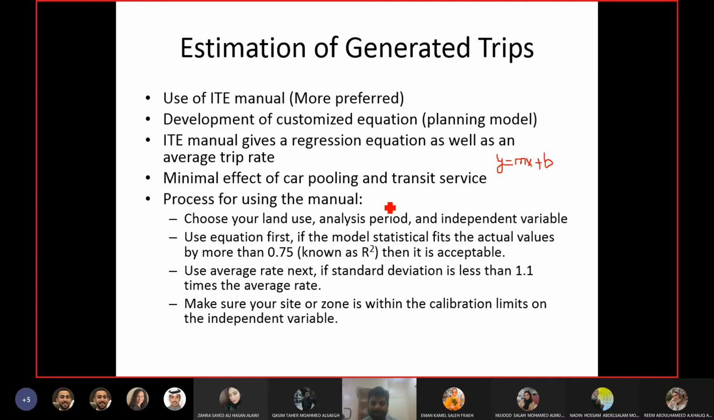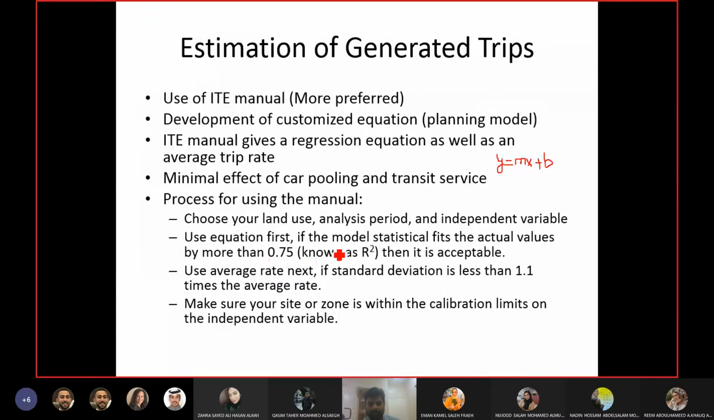So as we said, there are two ways in which you can calculate the number of trips, either using the equation or the rates. First of all, use the equation. Equation is more preferable.